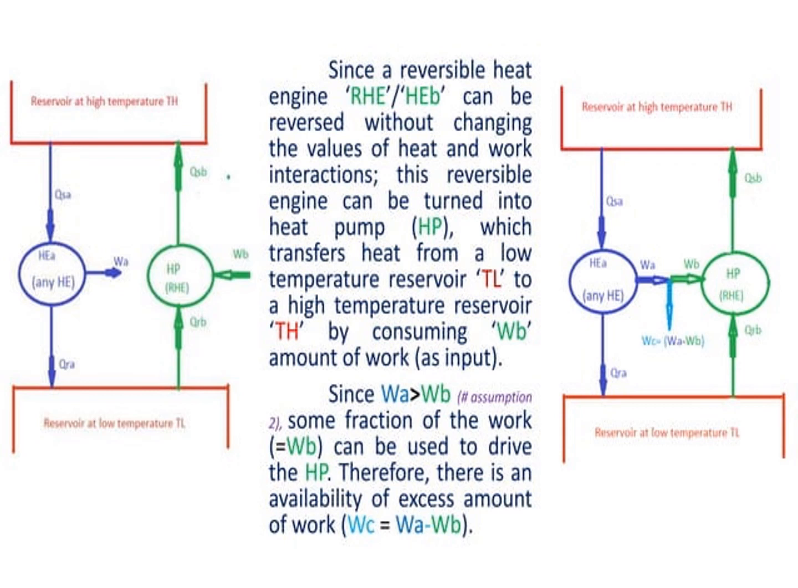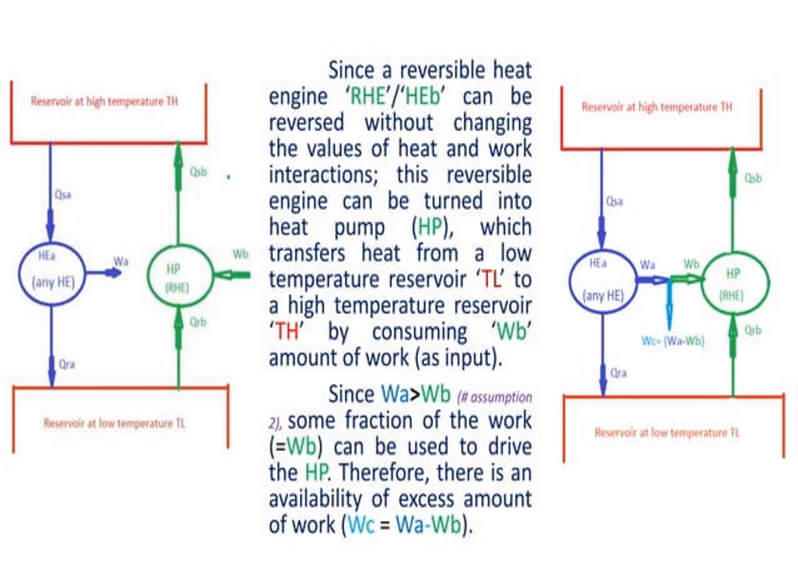Here you can see that in the engine we get the work output, and in the heat pump we give work as an input. Since a reversible heat engine, that is our HE and our HB, can be reversed without changing the value of heat and work interaction, this reversible heat engine can be turned into a heat pump, which transfers heat from a low temperature reservoir to a high temperature reservoir by consuming WB. So work is given as an input to the heat pump.